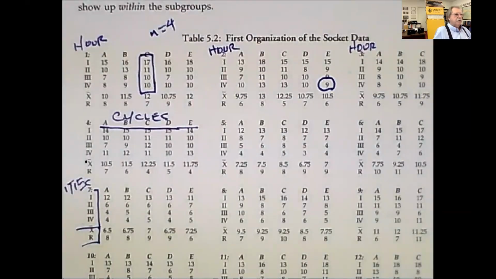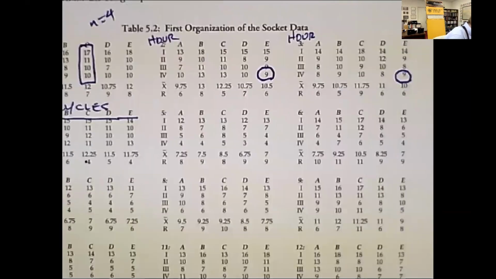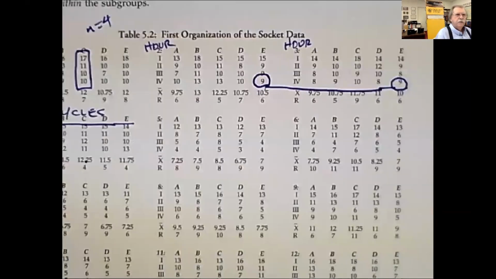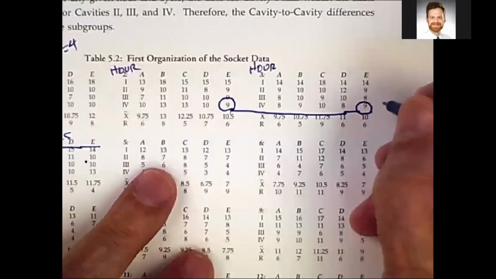I have 100 subgroups of size 4. So, are these two numbers in the same subgroup or different subgroups? Two choice, multiple guess. Different. They're different subgroups.